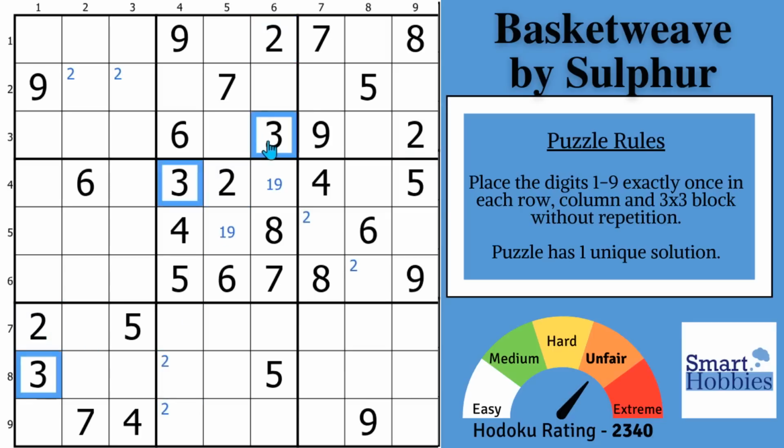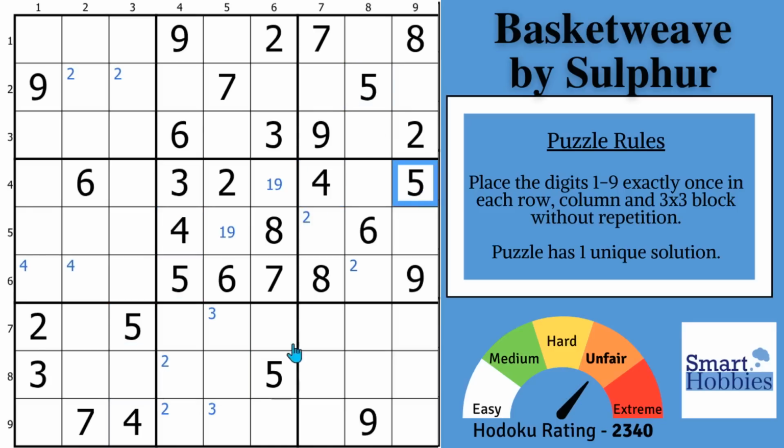Moving on to the 3s, you'll notice with these 2 3s and this 3, 2 places for a 3 in block 8. And there's no other restrictions with the 3s. Move on to the 4s. You'll notice with these 2 4s, Snyder 4s in block 4, but nothing else with the 4s. Let's move on to the 5s, and we'll actually get a solve here.